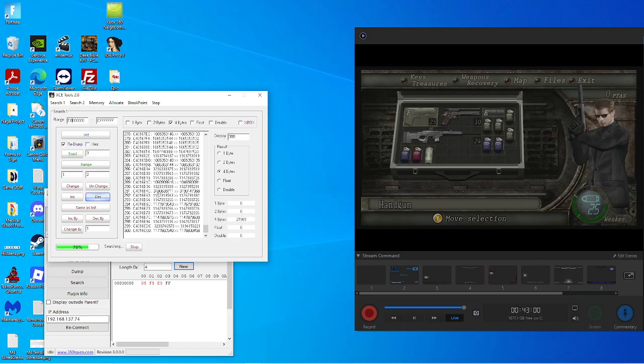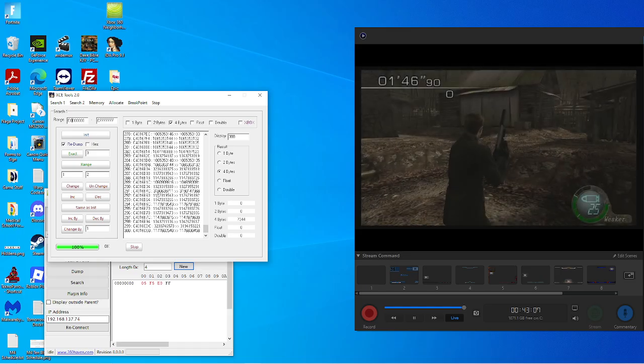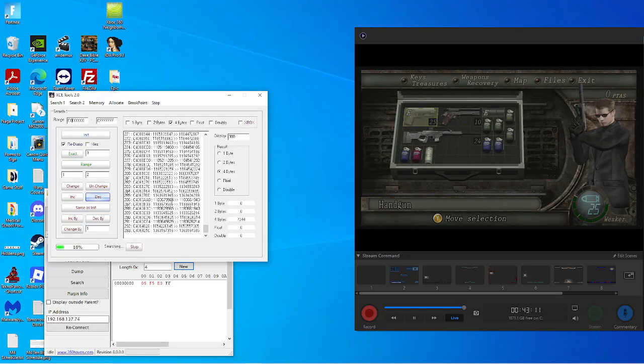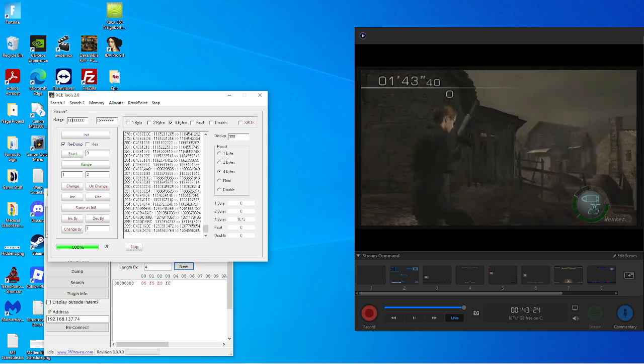Oh, and here's kind of why I'm willing to just go to C instead of D for this one. You eventually learn how these games work, and you'll notice that they often store things in one memory region only. Resident Evil 4 tends to store things in the C memory region, so that kind of helps us.